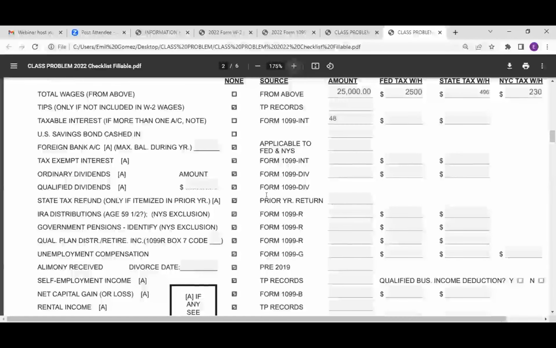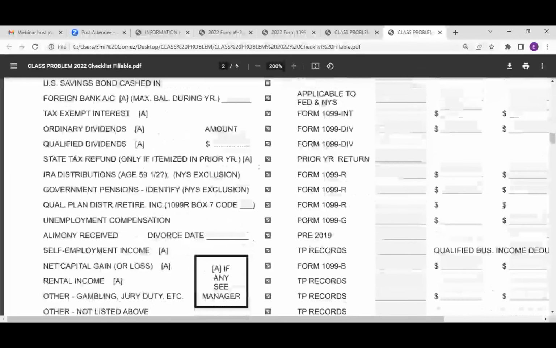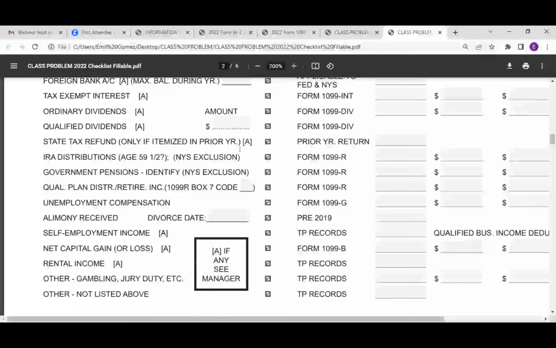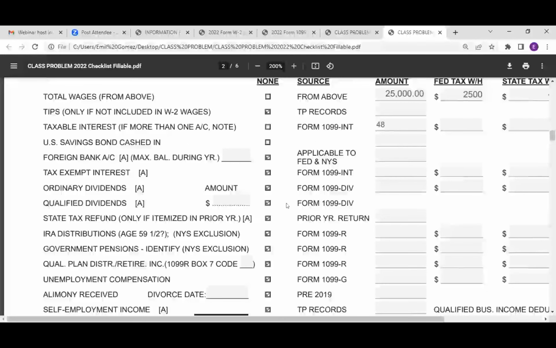What does it mean to me as a manager? It means that you've asked the question. You asked the question of the taxpayer, and the person doesn't have ordinary dividends or foreign bank accounts or self-employment income. I know by reviewing your work that you've asked this question. What if you asked the questions and never ticked off these boxes? Well, somebody like me reviewing your work says you didn't ask.